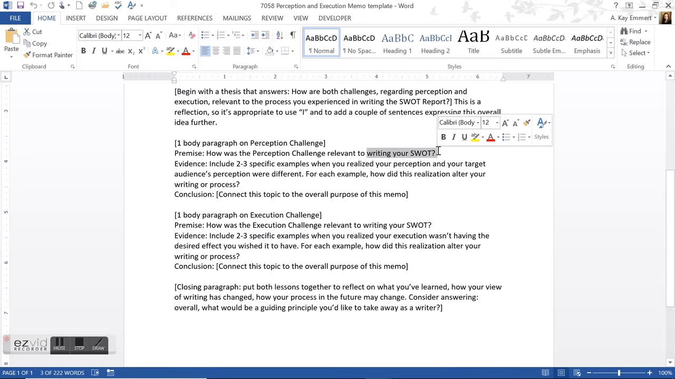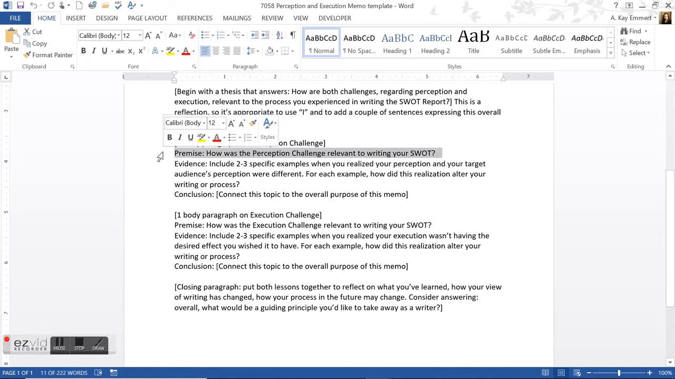And by writing, I mean, you could interpret this as meaning the entire process of writing the SWOT. So it could be part of your brainstorming and research and drafting and peer review and revisions and all of that stuff. So any point that perception became relevant in writing your SWOT. So you can talk about any of that stuff. So again, like a thesis, it's really hard to write a premise before you know what you are introducing. So you might draft your premise after you've written your evidence, okay?